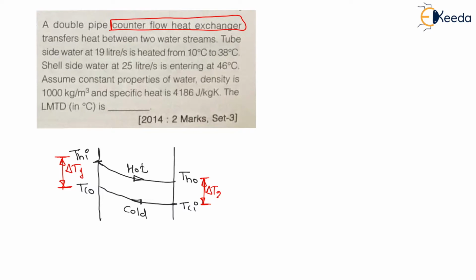Now let us go back to the question. Tube side water at 19 liter per second is heated from, now water is heated means it is a cold fluid, the temperature of cold fluid is increasing, therefore the cold fluid volume flow rate is given 19 liter per second, right? So my dear students, here the inlet and exit temperatures of cold fluid are, Tci is given, Tci is 10 degrees Celsius, right? And then Tco, exit temperature of cold fluid, will be equal to 38 degrees Celsius, right?